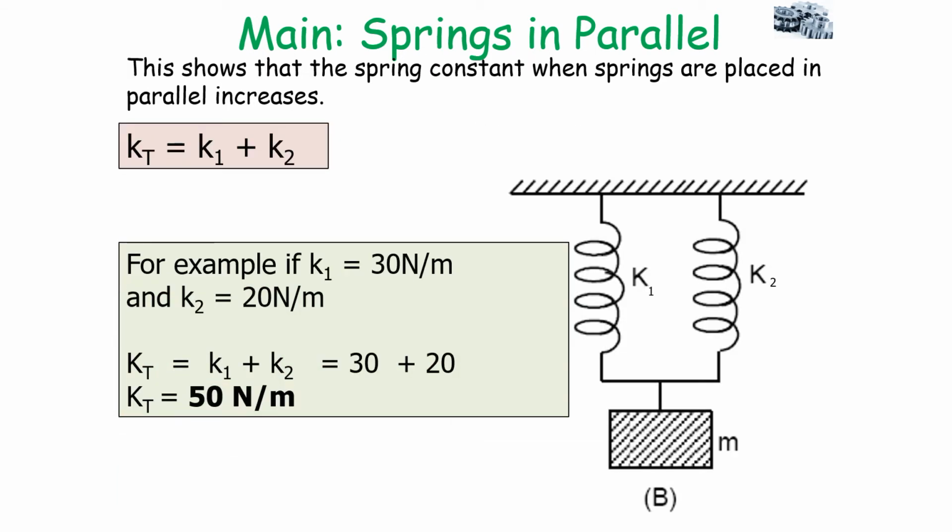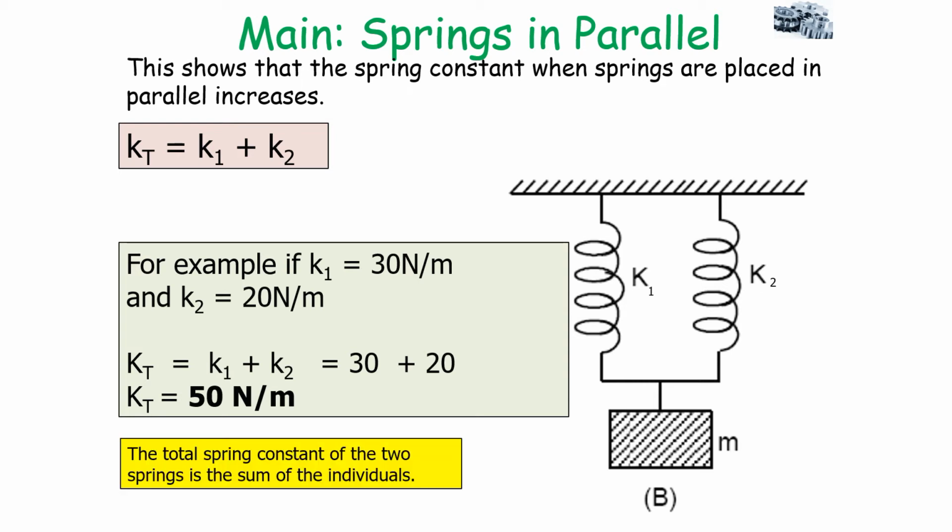So you can see here an example calculation of working out the total spring constant when you place two springs in parallel with each other. So the total spring constant of the two springs is the sum of the individuals, so it's a higher value, which is why it's common to see springs arranged in a parallel pattern.